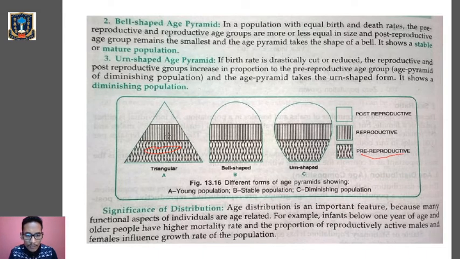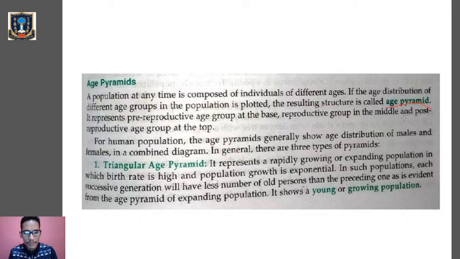At the middle, it will represent our reproductive group, and at the top it will represent the post reproductive group. Clear? So this is the distribution of our age pyramid group. Okay, so now we'll discuss this pyramid.